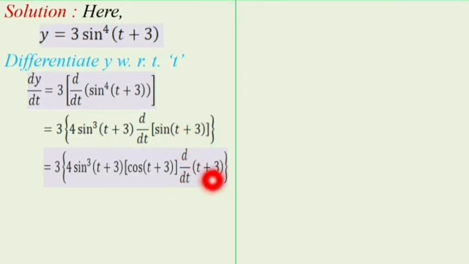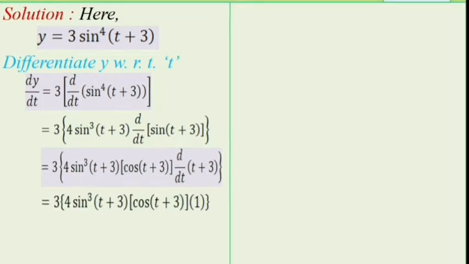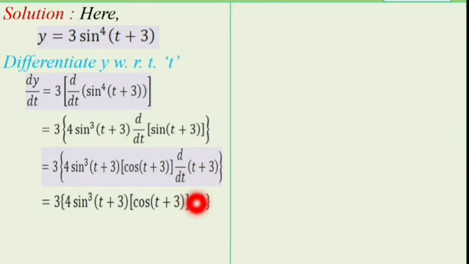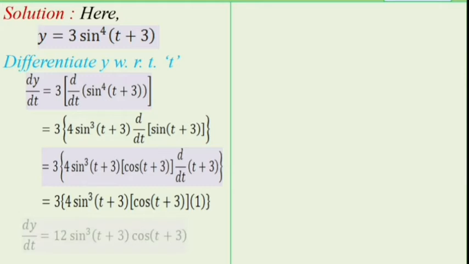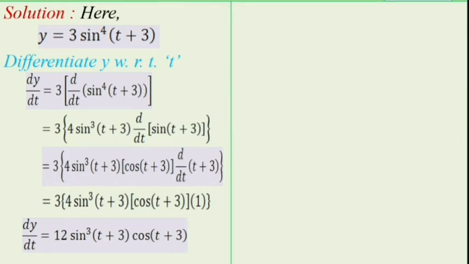Now again taking the derivative of t plus 3, we get dy by dt equals 3 into bracket 4 sin cube of t plus 3 into cos of t plus 3 into the derivative of t plus 3, that is only 1. Therefore we get dy by dt equals 4 into 3, that is 12 sin cube of t plus 3 into cos of t plus 3. That is our equation number 1.